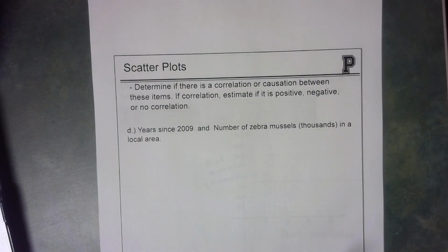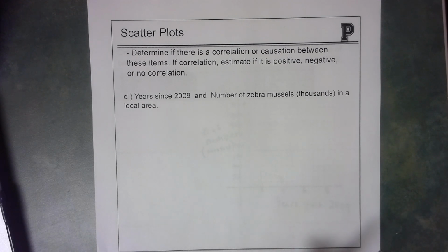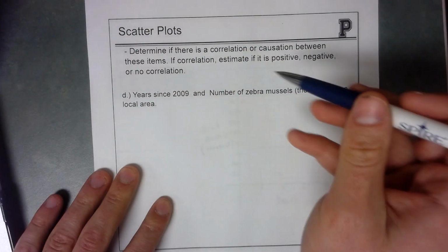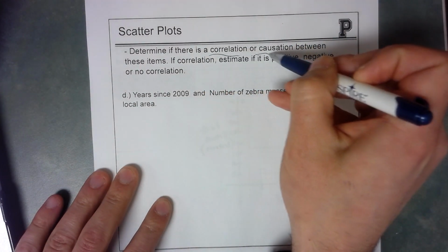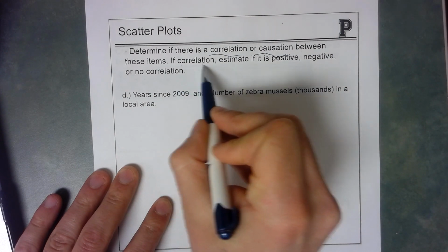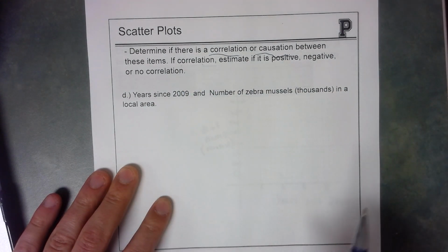Let's try one more example of that. So we've got years since 2009 and the amount of zebra mussels in a local area. So we want to think correlation, causation. If correlation, is it a positive, negative, or no correlation?